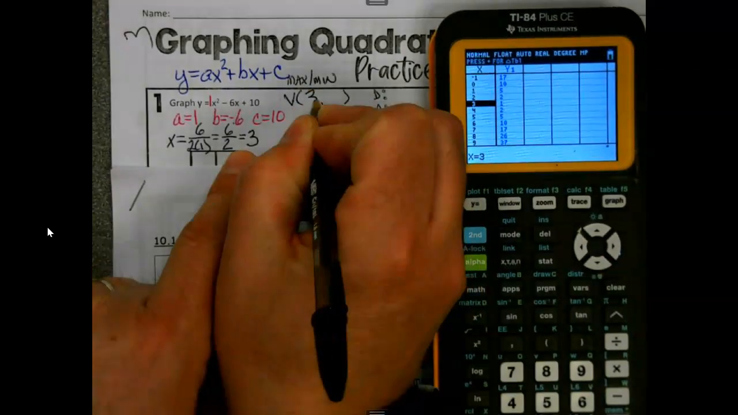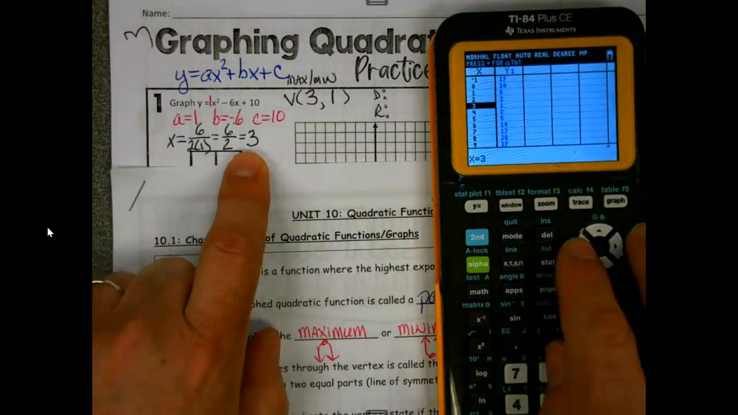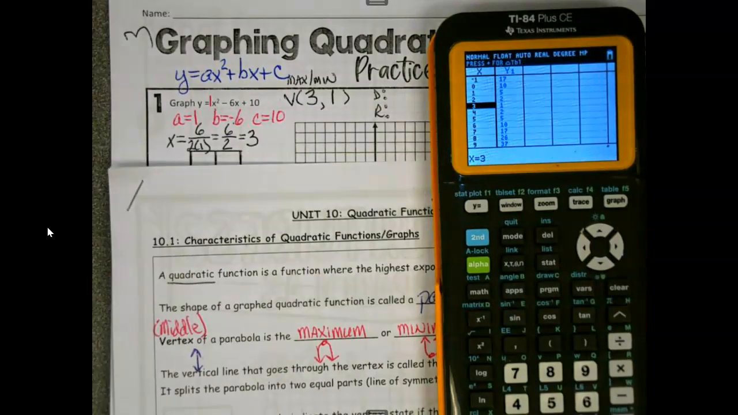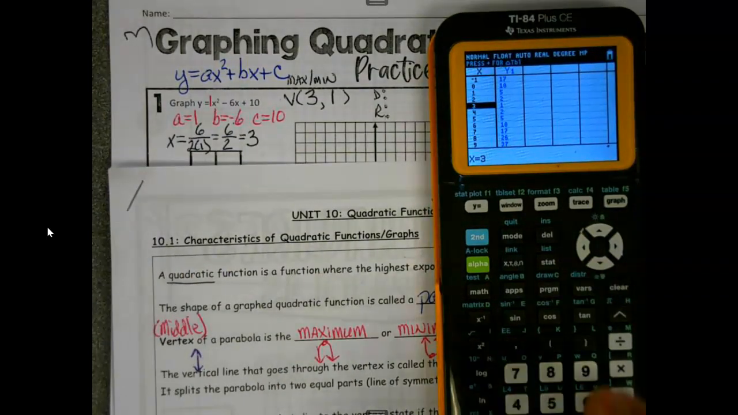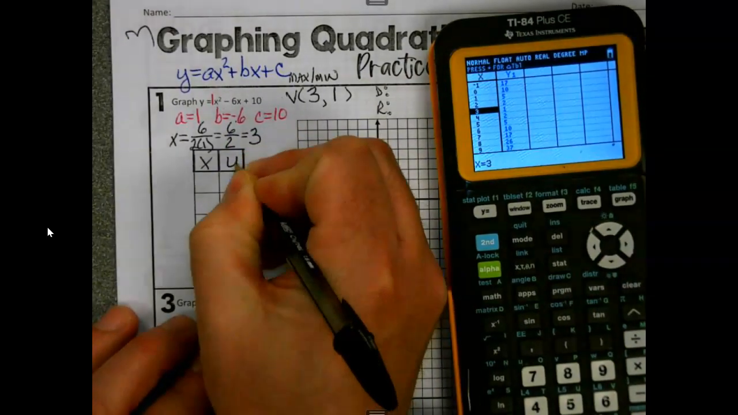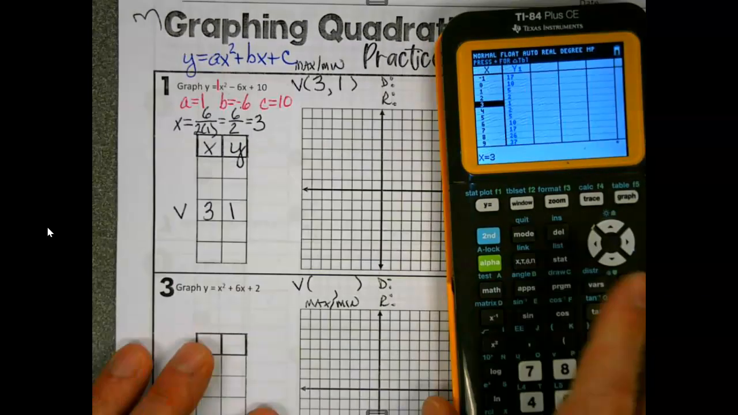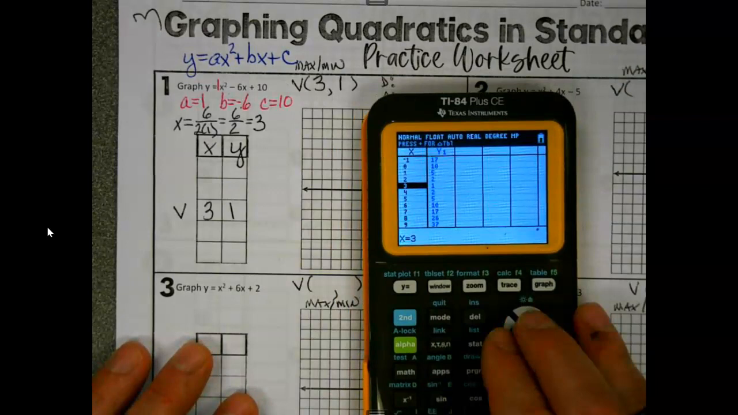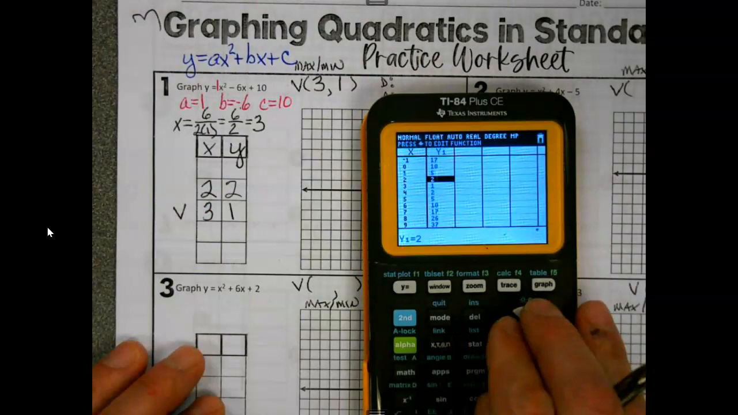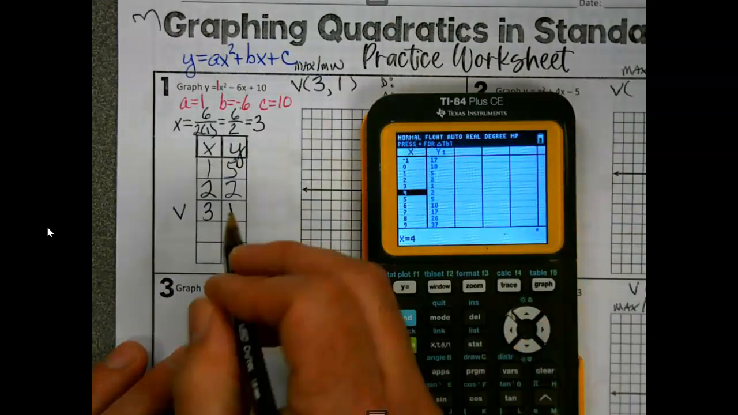So if I wouldn't have been able to find it, let's say I was having trouble, if I do this, this will tell me what the x value of the vertex is, and it'll help me locate it a little bit more. So either one is going to work, but that's just kind of a nice option. So our vertex goes in the middle, and then we're just going to take the chart and copy the x and y values 2 above and 2 below our vertex.